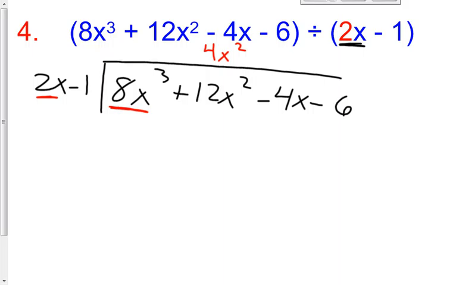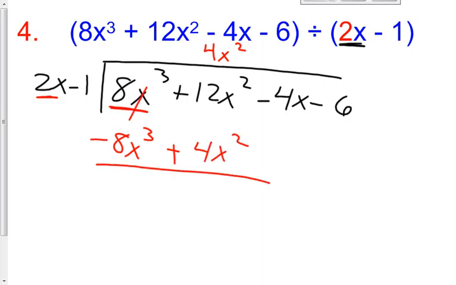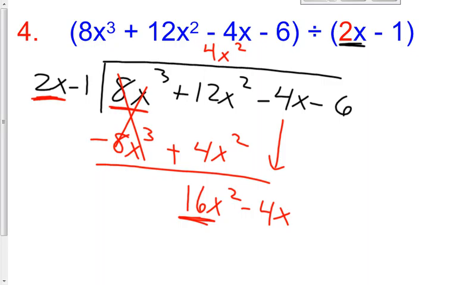Multiply it down. 4x squared times 2x is 8x cubed. 4x squared times a negative 1 is a negative 4x squared. Change the sign on both of those. This one cancels, and we are left with 16x squared. Bring down this negative 4x. Repeat the process. 2x times what gives 16x squared? And that answer is a positive 8x.